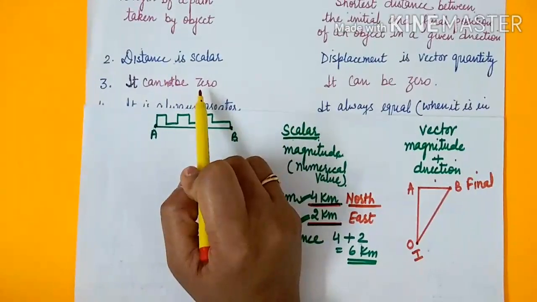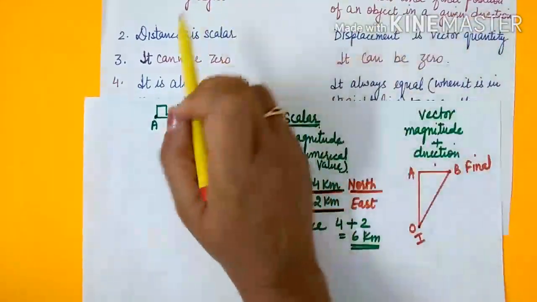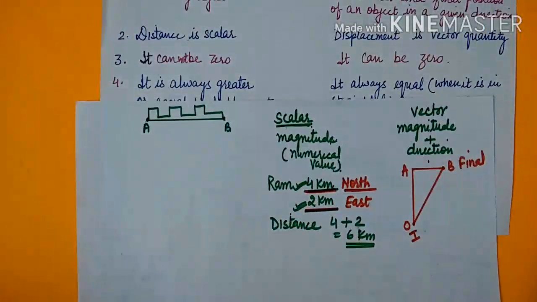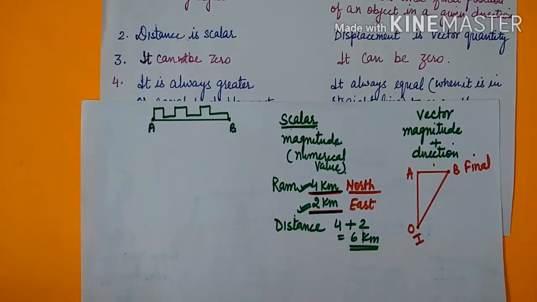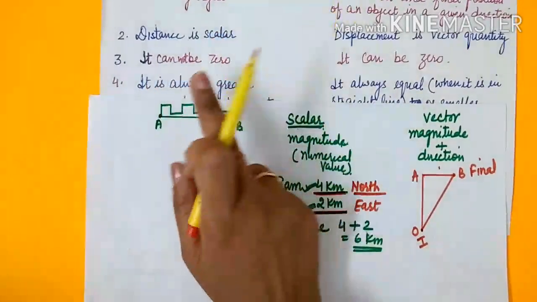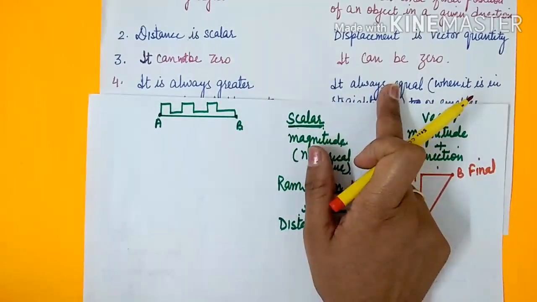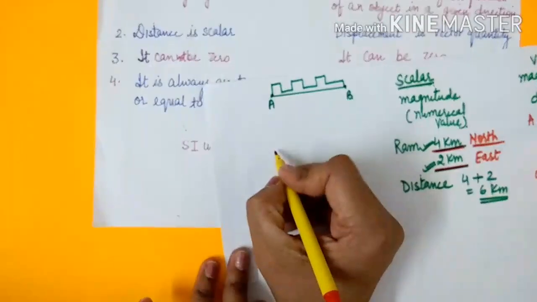Can distance be 0? Displacement can be 0. How is it possible? If the person travels some distance, then he always covers a length of the path. So distance cannot be 0, but displacement can be 0. How? Let's understand this point also.